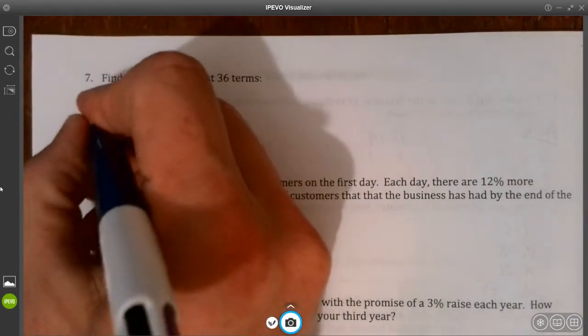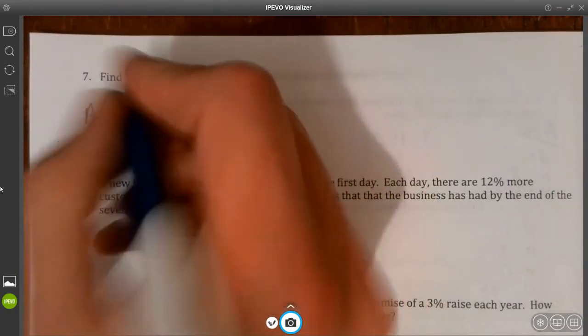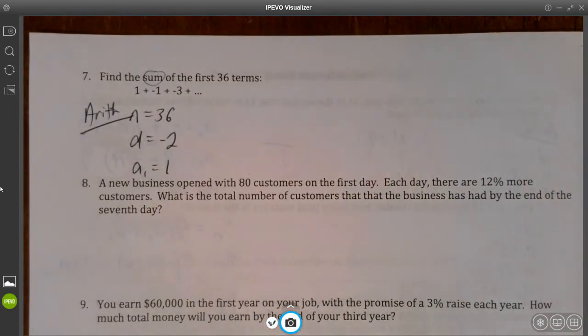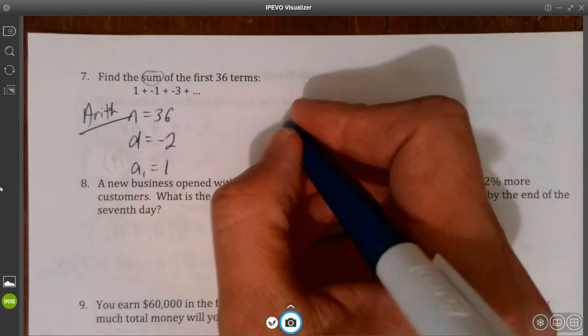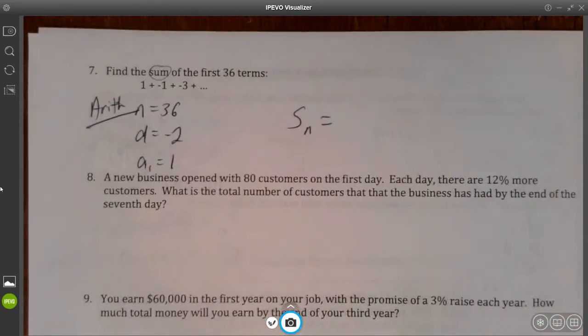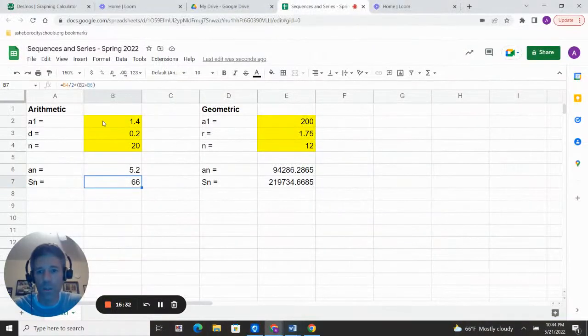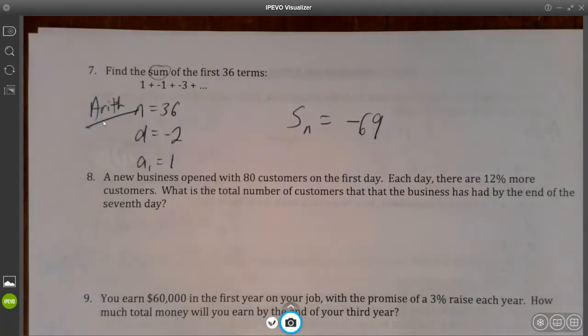So we are dealing with an arithmetic sequence, and it said sum. All right. So don't be like, oh, I got to find the 36th term. No, you don't. If you're doing it by hand, actually, you do. It's part of the formula. But I'm just going to find the sum of the first 36 terms. Let's do this one as quickly as we possibly can. 1, -2, 36, -69. That's it. -69. All right, moving on.